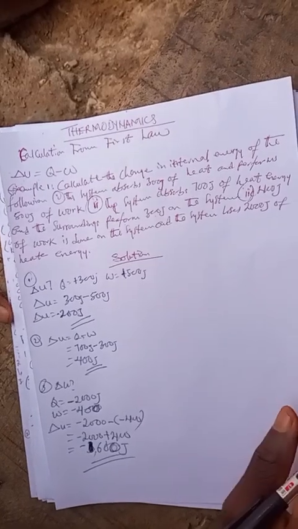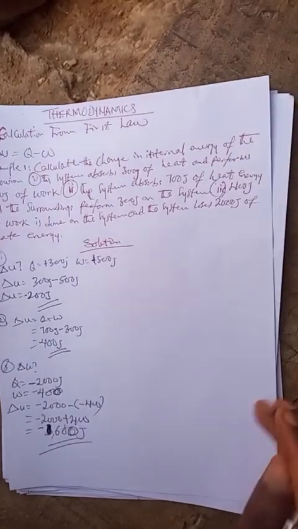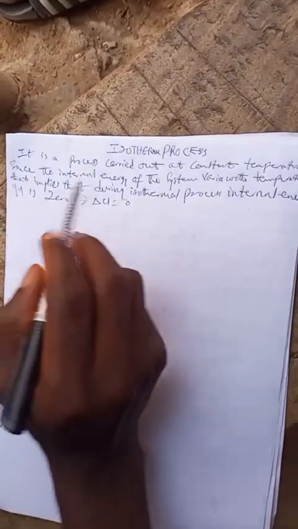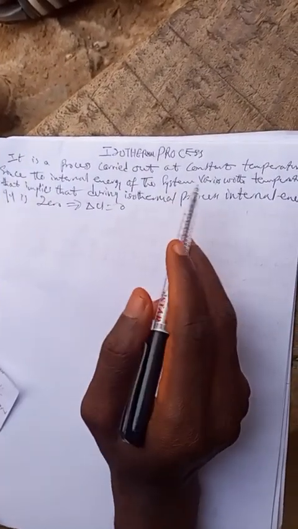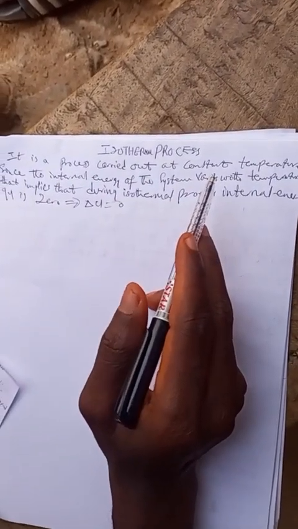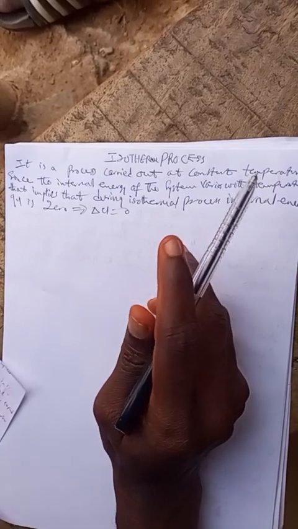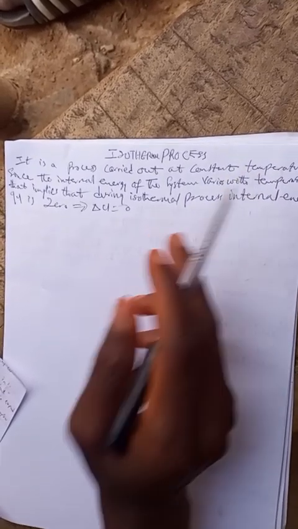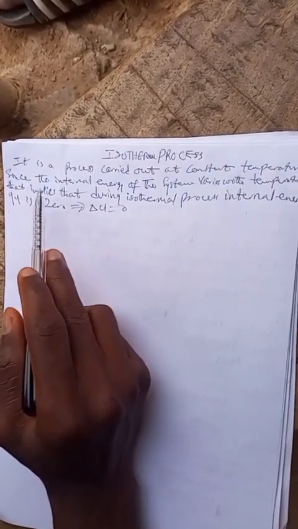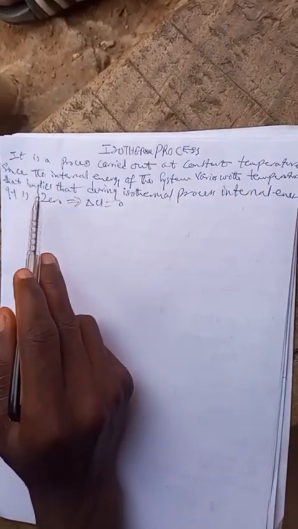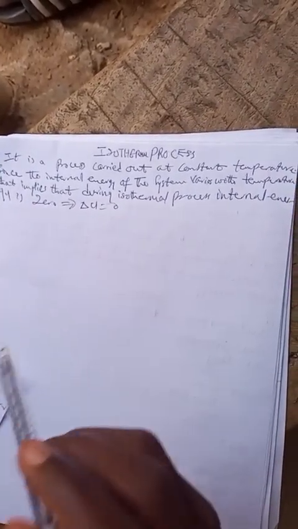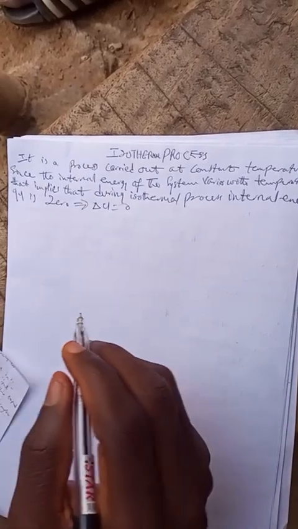Now let's move to the isothermal expansion. Now let's look at the isothermal process. It is a process carried out at a constant temperature. That is, the change in temperature is zero, it's constant. So since the internal energy of the system varies with temperature, that implies that during the isothermal process, the change in internal energy is equal to zero.